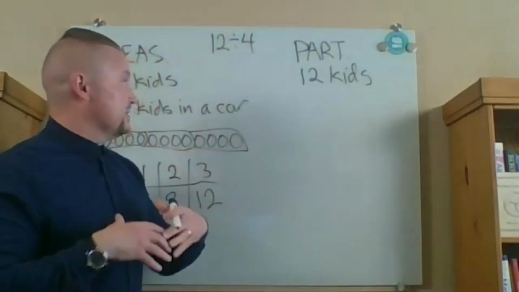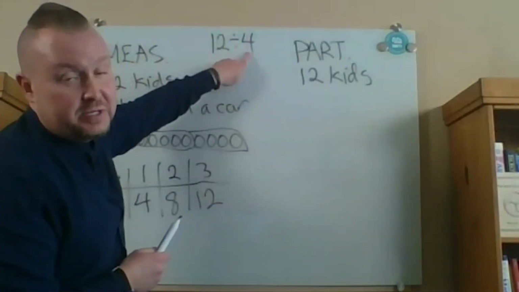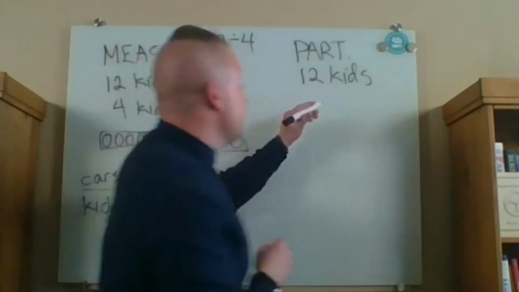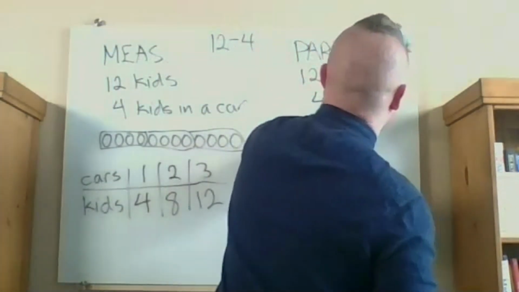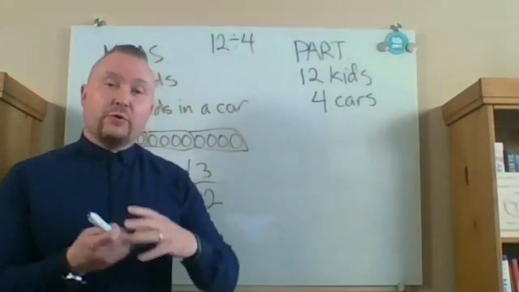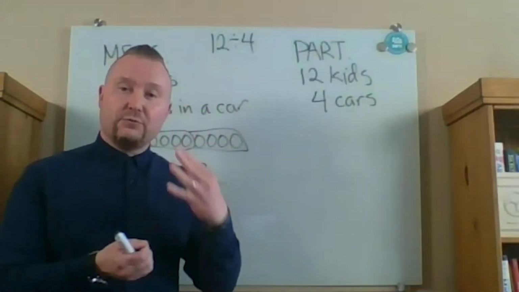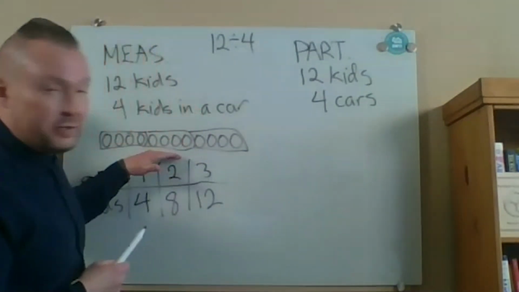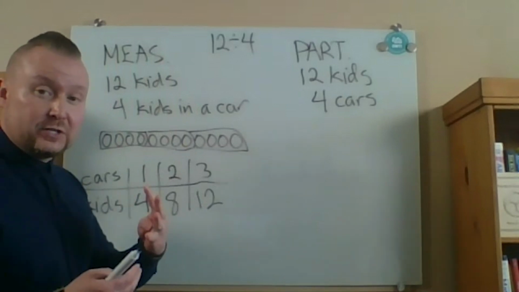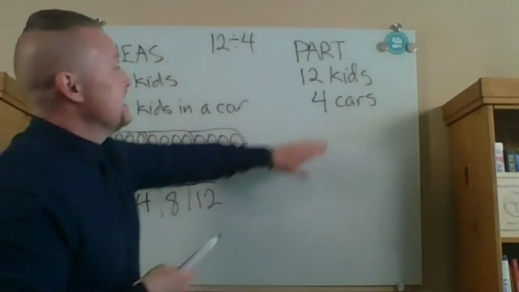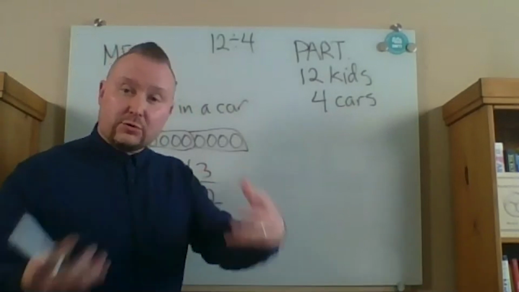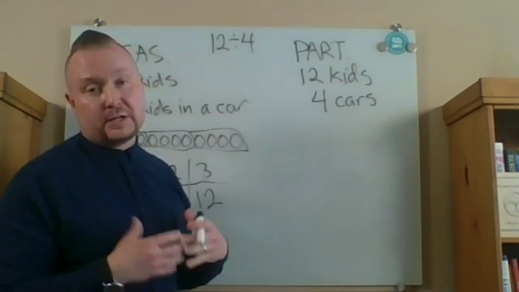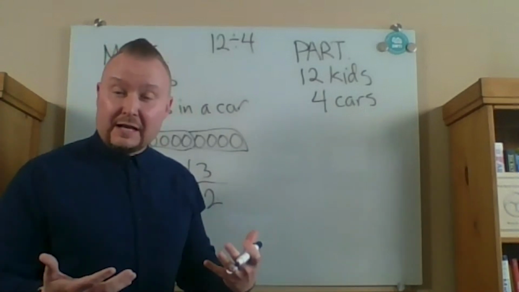But in the problem context, in the real world example, that 4 means something totally different when we move to partitive. So in this case, the 4 is actually going to be 4 cars. And the question is going to be, if we have to share the 12 kids fairly to 4 cars, how many kids will be in each car? So notice that in this last problem, the measurement, we actually knew that there were 4 kids in a car, but we didn't know how many cars there were. In this case, we're given the number of cars, the number of groups, but the size or the measure of each of those groups is unknown. So we're going to have to try to figure a way to solve this.